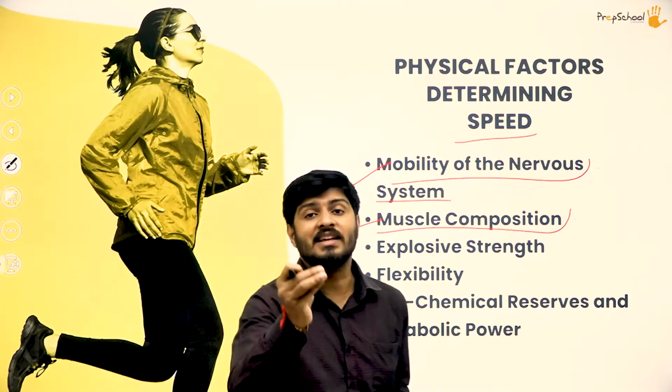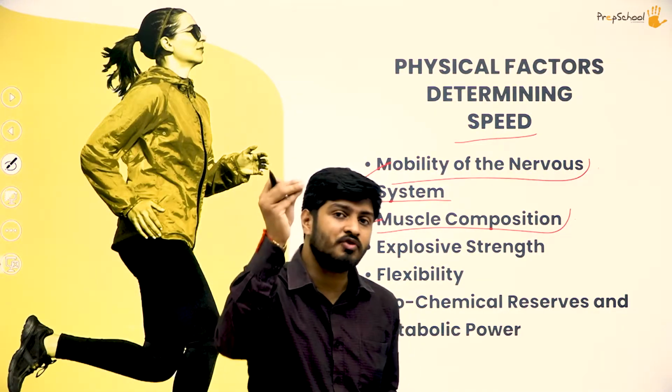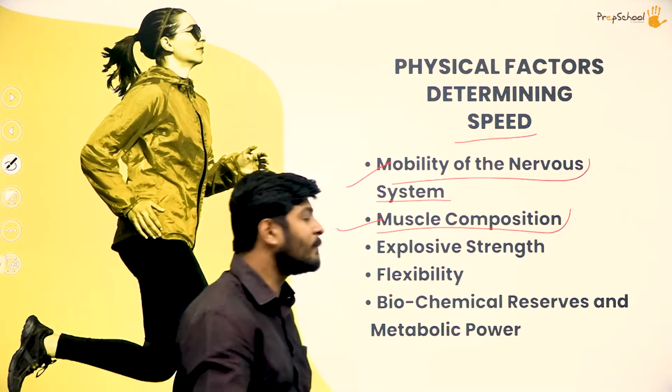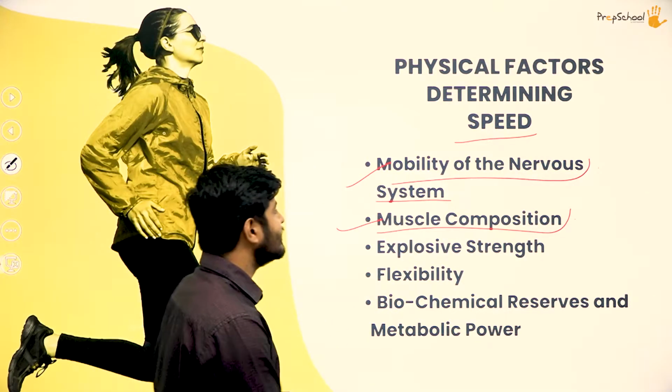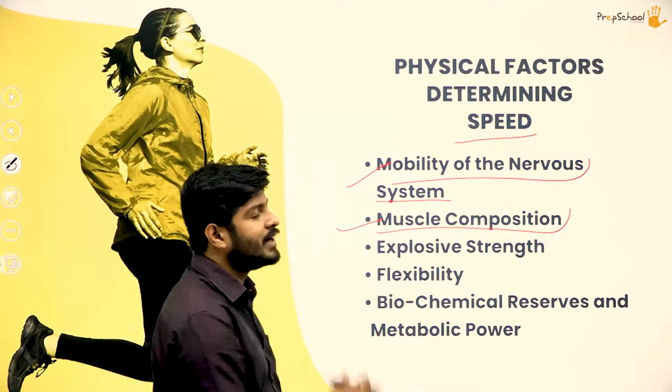So like I said, what all things get involved in the muscle composition? We have different kinds of fibers, that is slow twitch fibers and fast twitch fibers. So the composition and the ratio of that determines the muscle composition, and in turn that serves as a factor for the speed of the body.